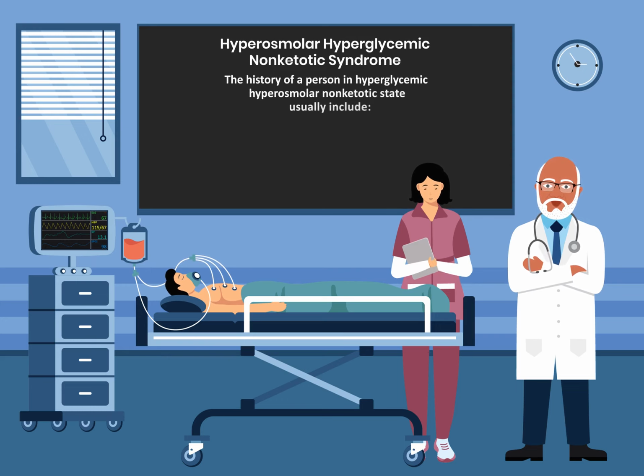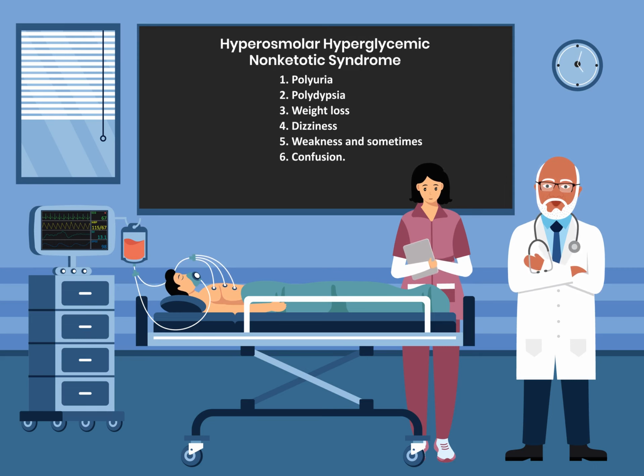The history of a person with hyperglycemic, hyperosmolar, nonketotic state usually includes the following. Number one, polyuria. Number two, polydipsia. Number three, weight loss. Number four, dizziness. Number five, weakness. And number six, sometimes confusion.